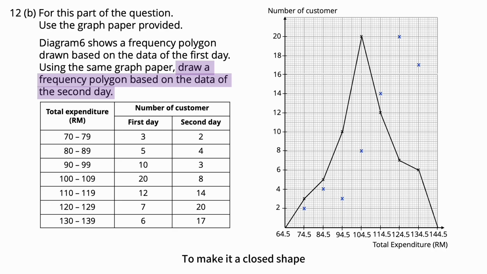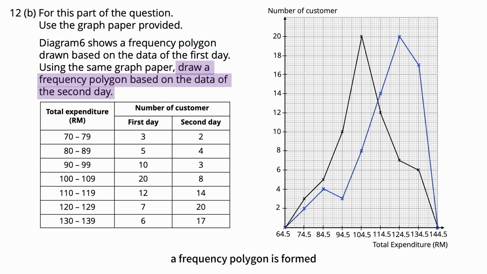To make it a closed shape, add a point before the first and after the last. Connect the points with straight lines. A frequency polygon is formed.